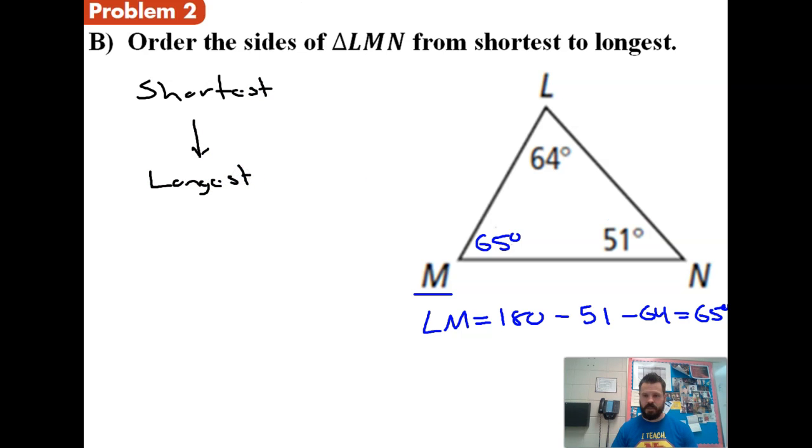Okay, and we know that 51 is the smallest angle, therefore side length LM or ML, order doesn't matter, we'll say LM is the shortest side. 64 is the next biggest angle, therefore MN will be the next longest side. And then finally the 65 we just found is the biggest angle, therefore LN will be the largest side.